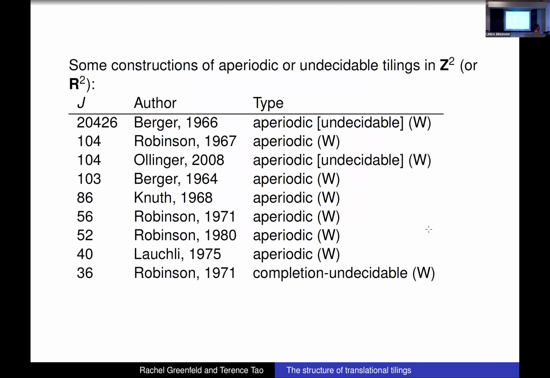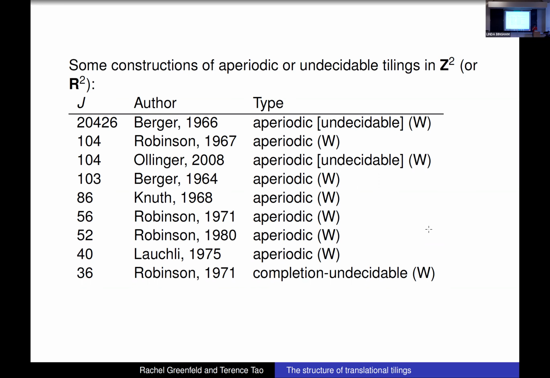So here's some of the history. There's a lot of effort invested in finding aperiodic and undecidable tilings. The big breakthrough was by Berger in 1966, who wrote this massive thesis where he constructed a set of 20,426 tiles which was aperiodic. That particular tiling was decidable, but his methods also show that there was an even bigger set that he didn't even bother constructing, which was undecidable.